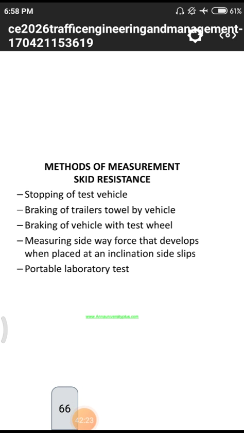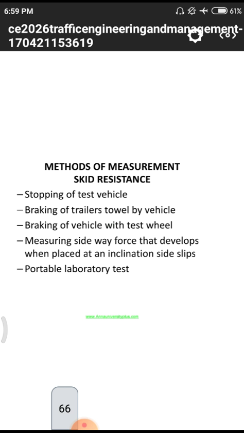First one is the stopping of test vehicle. Simply a vehicle has to move at different velocities, and we apply a sudden brake on the road. What is the particular stopping distance? That is the first one. Next one, braking of trailers traveled by vehicles. That means different trial runs have to be done on the surface of the roads. Next one, braking of vehicle with test wheel. Different wheels with different friction factors are used, and they collect the data.